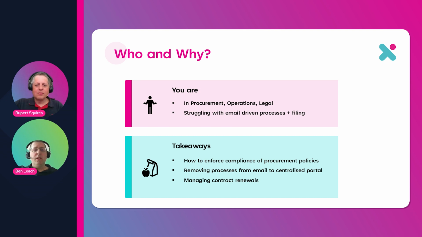So in terms of takeaways, we're going to be looking at how we can actually use some tools to enforce compliance of things like procurement policies, such as ensuring that contracts need to be approved before they're signed off. Looking at removing that email process where we're approving by email by coming to a centralized portal to manage our contracts. And then, of course, another fairly key point around this is how do we manage contract renewals?